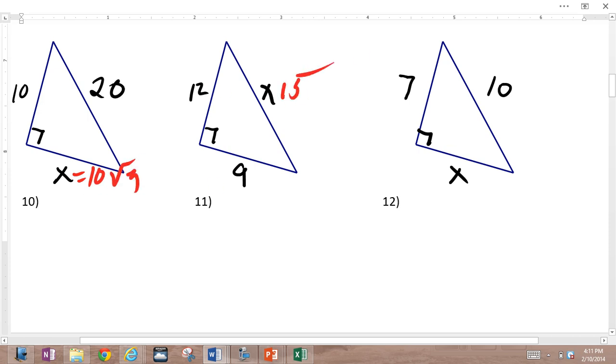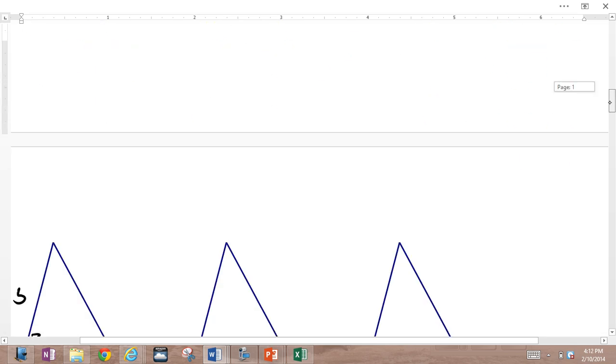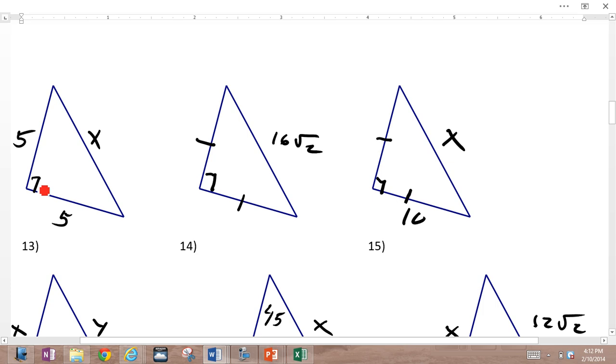You have to go through Pythagoras here, so that would be the square root of what? 100 minus 49, so that would be the square root of 51. All right, that's the front page. This is a 45, 45, 90 because its two sides are equal, so that's equal to 5 root 2. That's equal to 5 root 2.